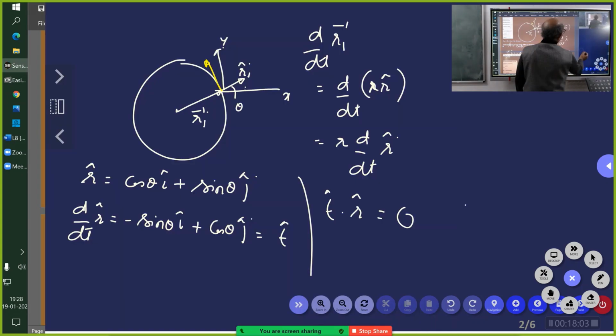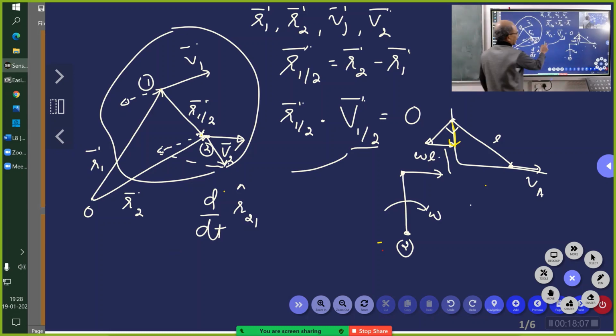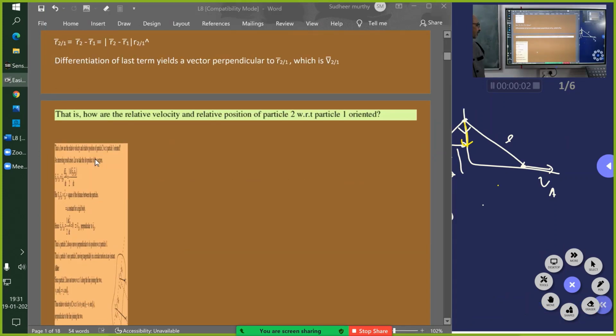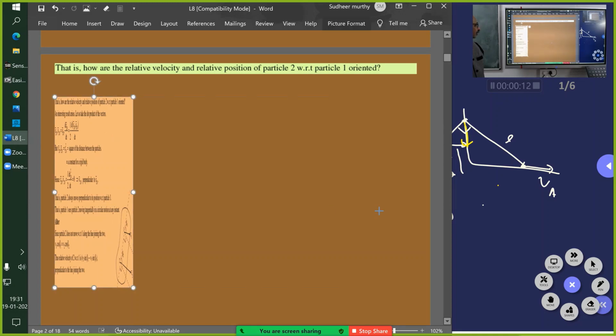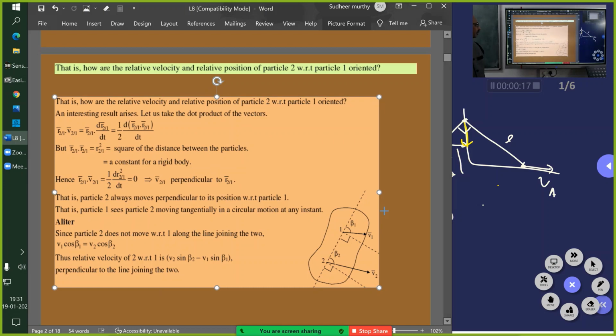With that I have written that previous one. What is that? That is this one. Now, that is how the relative velocity and relative position work. So, what about the orientation of these two? Well, that is one part of the story. The other part of the story is this orientation.